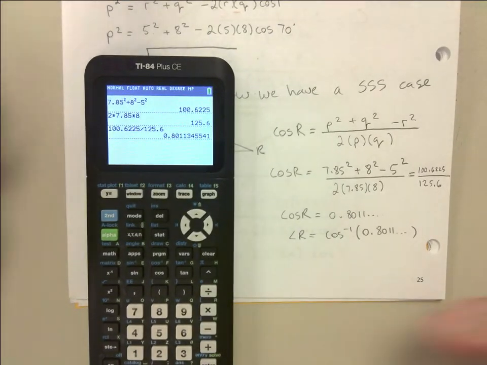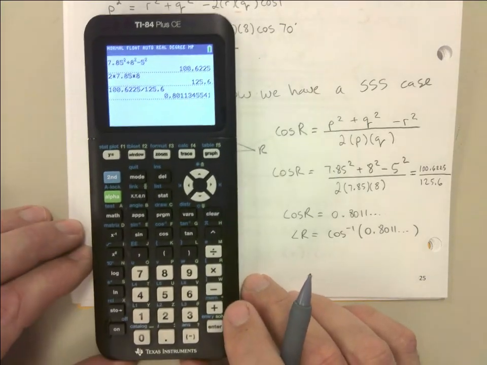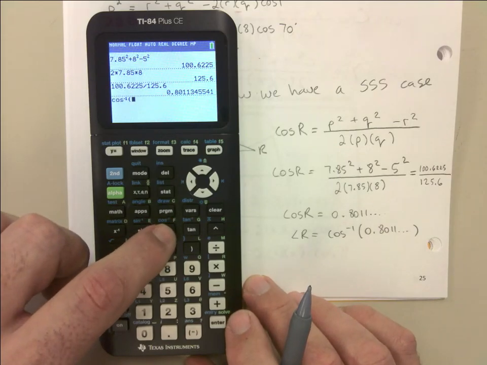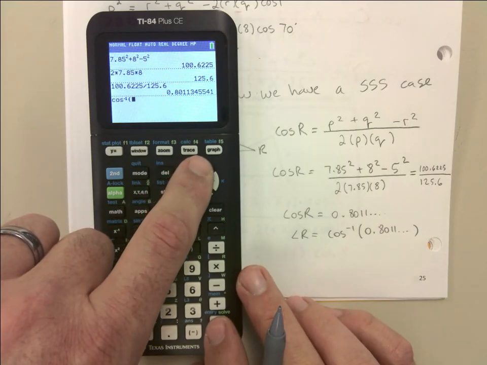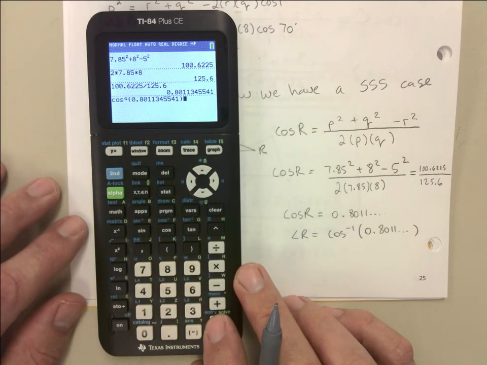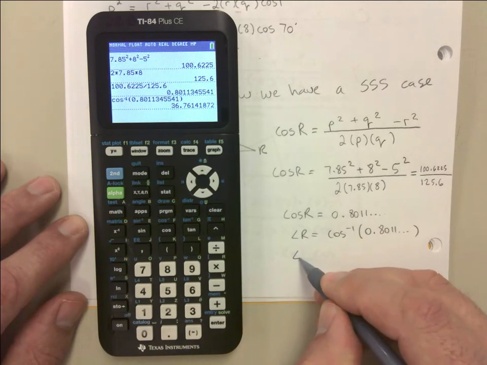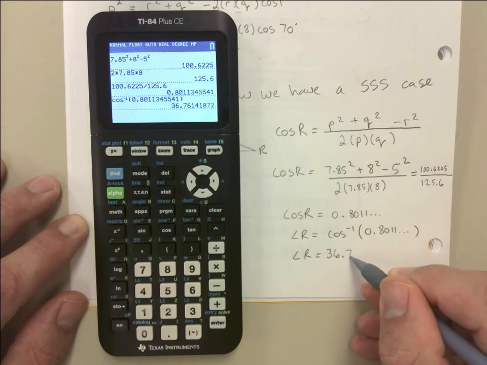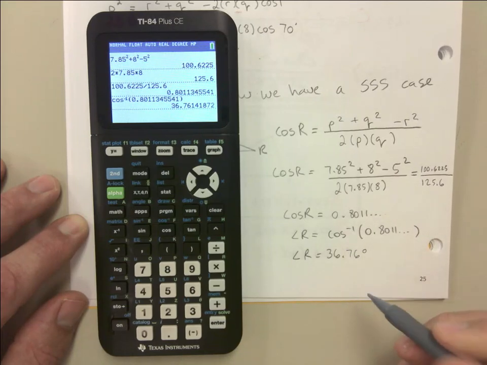So guess what I'm going to do on my calculator? Just like with sine law, I went second, and now I'm going to press cosine. As such, you've got to do this every time. If you want to find an angle, you've got to use inverse. So angle R is 36.76 degrees.